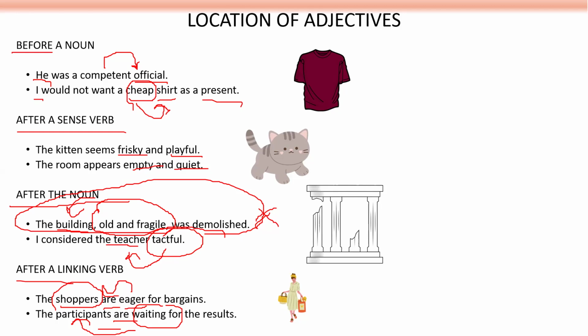Pwede rin namang, she is beautiful. The young boy is handsome. The boy is handsome. So, ganun lang ka-basic yung after a linking verb. The girls are attractive. Girls, noun, are, is the linking verb. Attractive is the adjective. This is the simplest example that you can write. Don't miss out the chance. Okay, what more can I give?